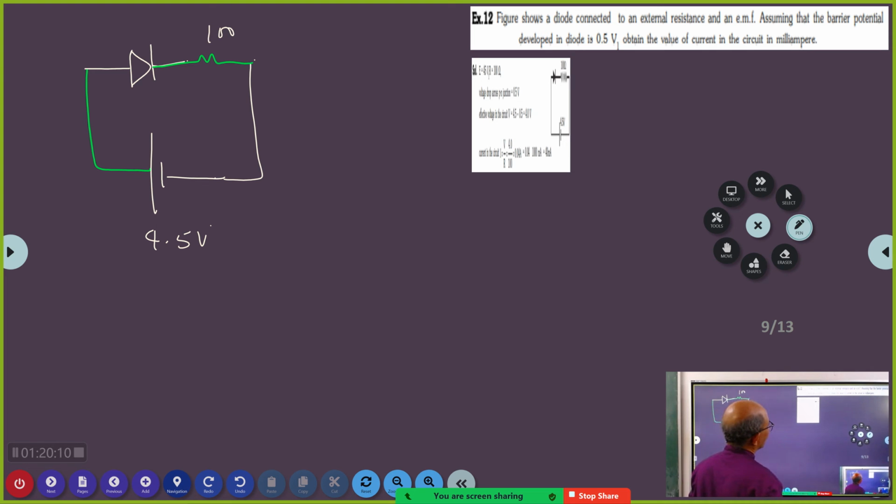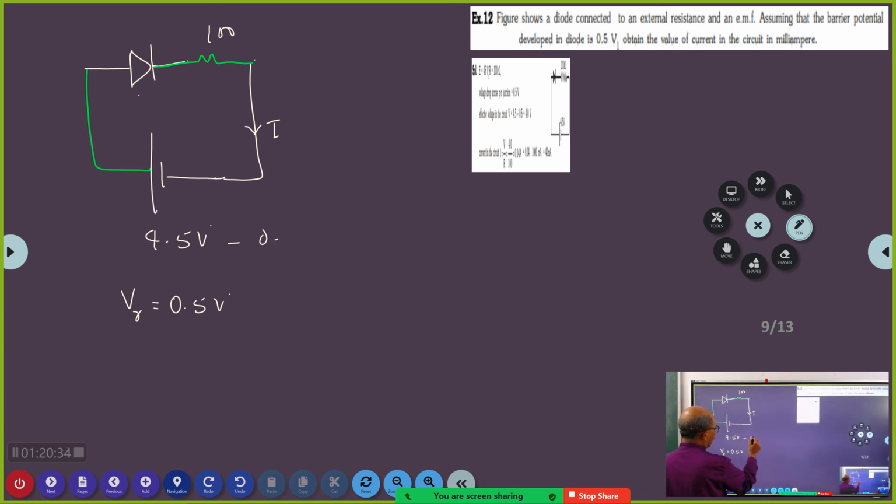So this is the diode, external resistance, and then the EMF, assuming the barrier potential. So the barrier potential here is V_B, which is 0.5 volts. They are asking what the current is in milliamps. Very simple.